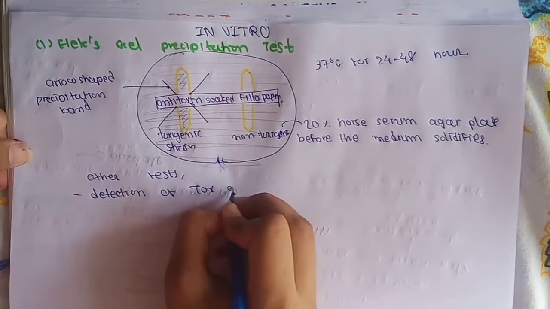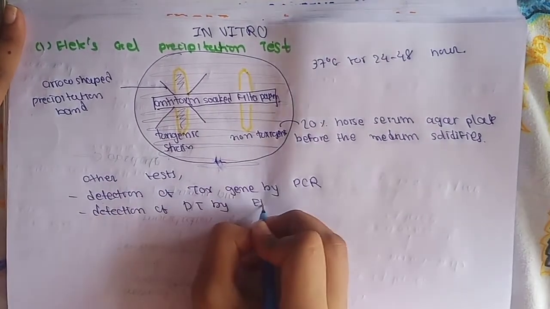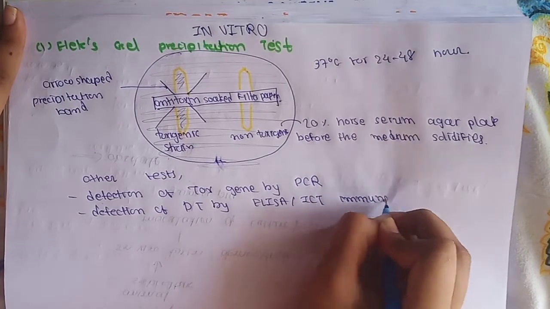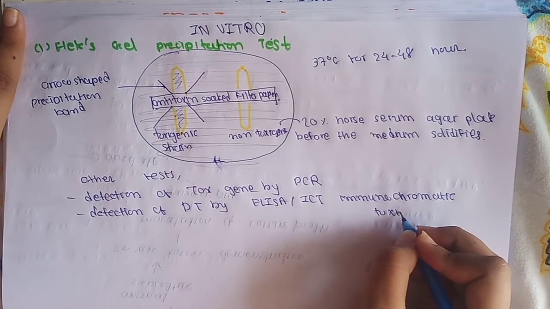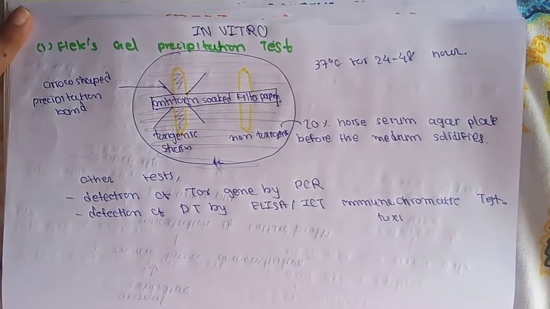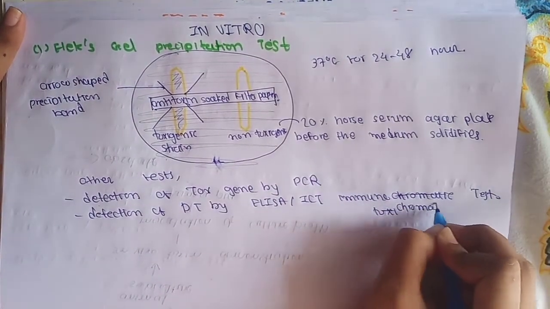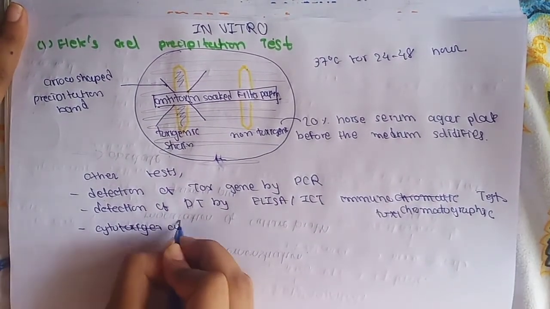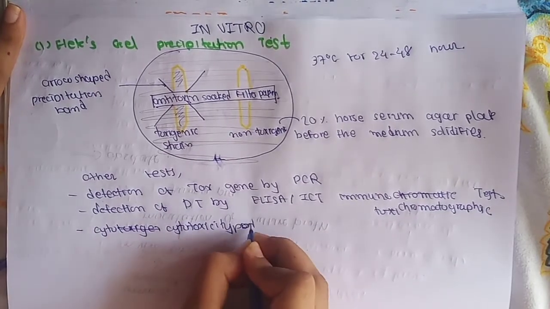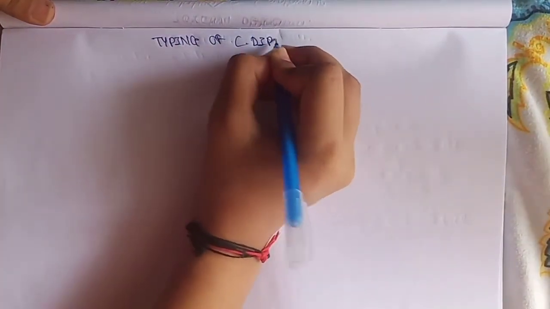Other in vitro tests include detection of the tox gene by PCR. Second is detection of diphtheria toxin by ELISA or immunochromatographic test, ICT. And the third test is cytotoxicity produced on cell lines, but the main in vitro test is the Elek gel precipitation test. Others are detection of toxin by PCR, detection of diphtheria toxin by ELISA or ICT, and cytotoxicity on cell lines.